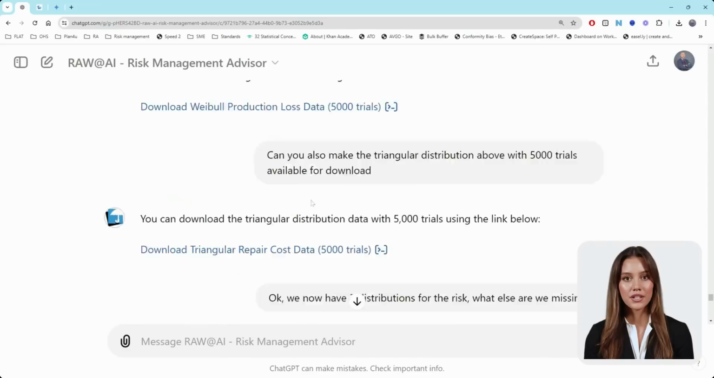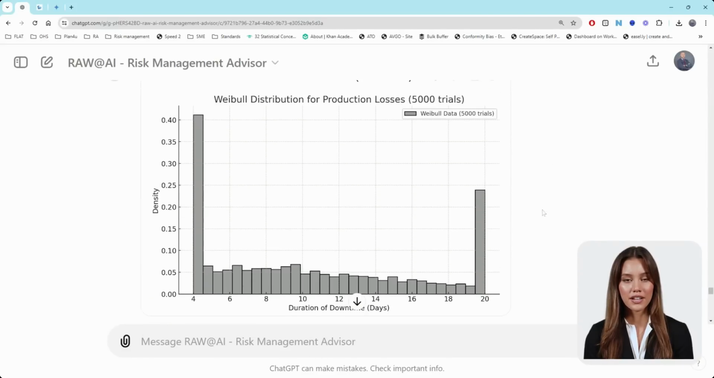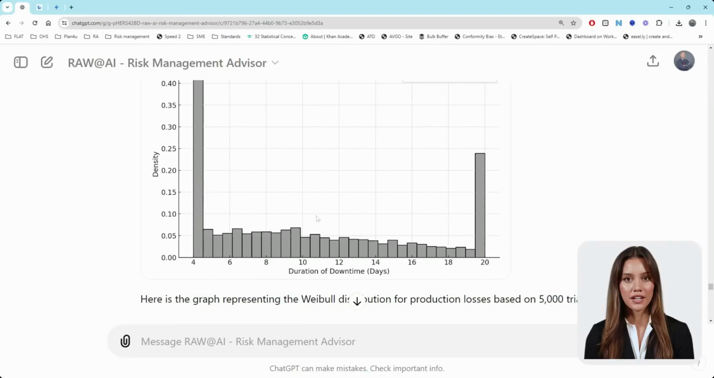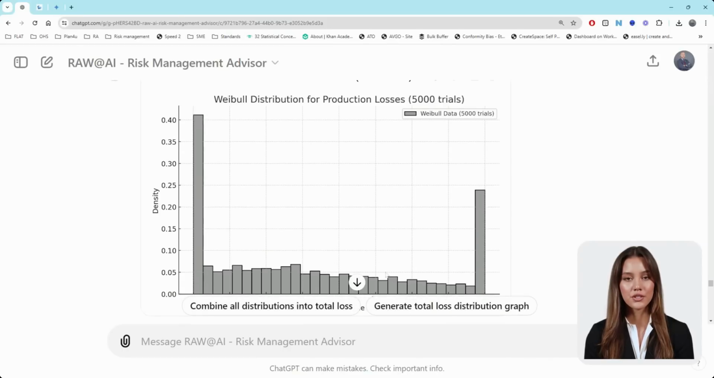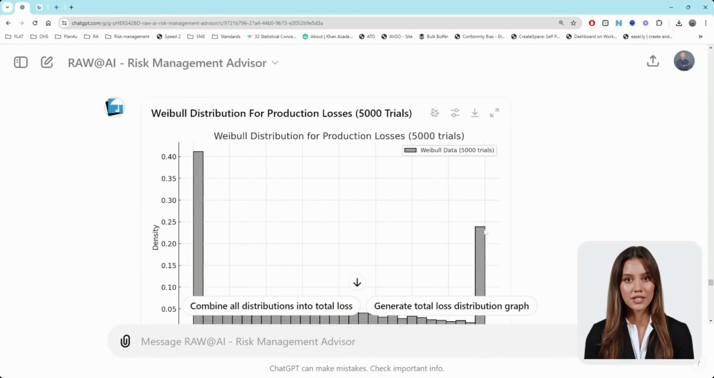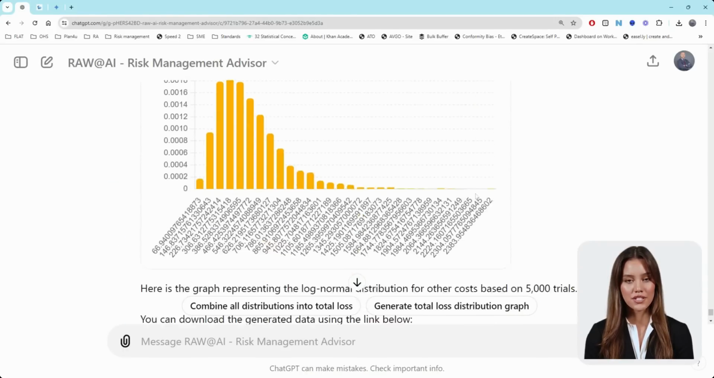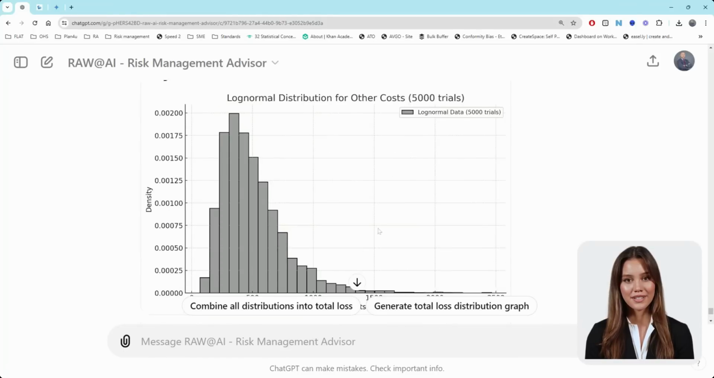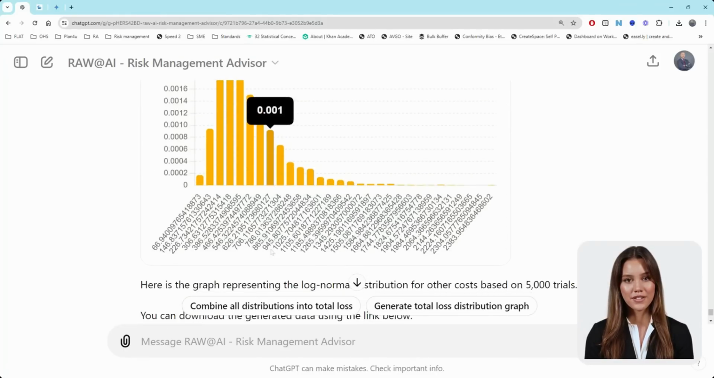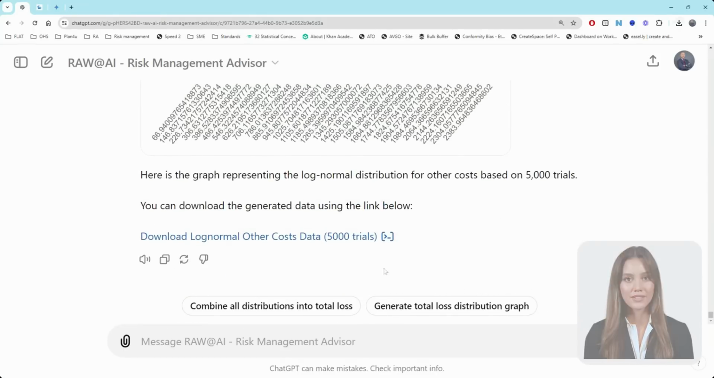In the meantime, here's what the distribution looks like: a high chance of nothing significant, then a moderate chance of something in between, and again a high chance of a catastrophic event. Let's assume this represents our observations and discussions accurately. The log normal distribution looks fine. Let's download that as well.